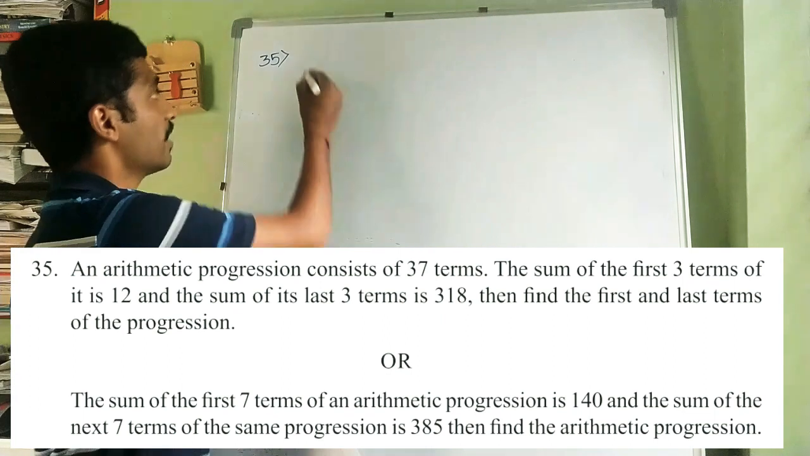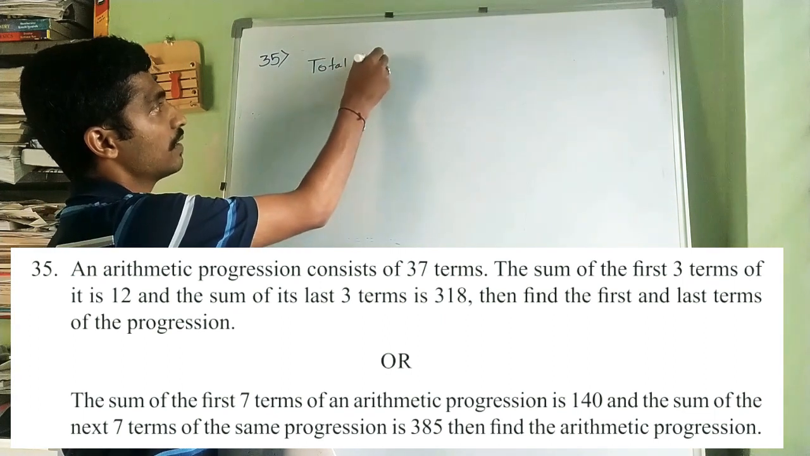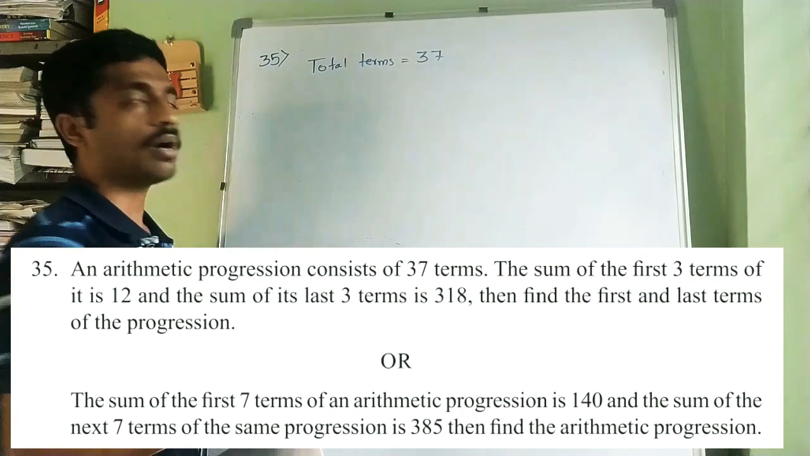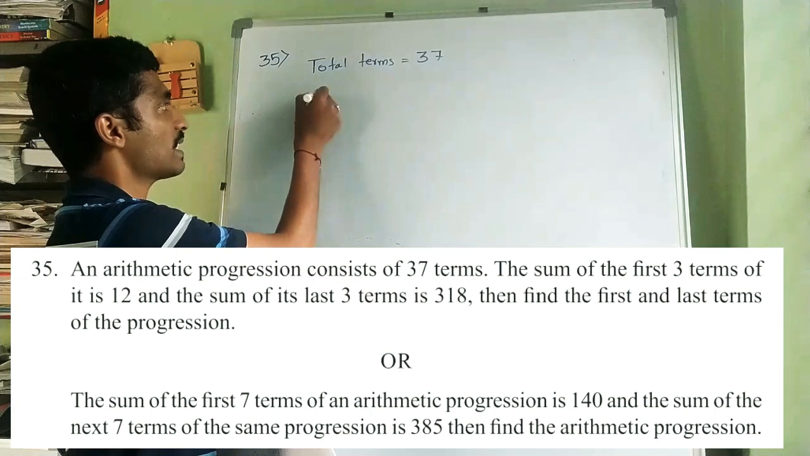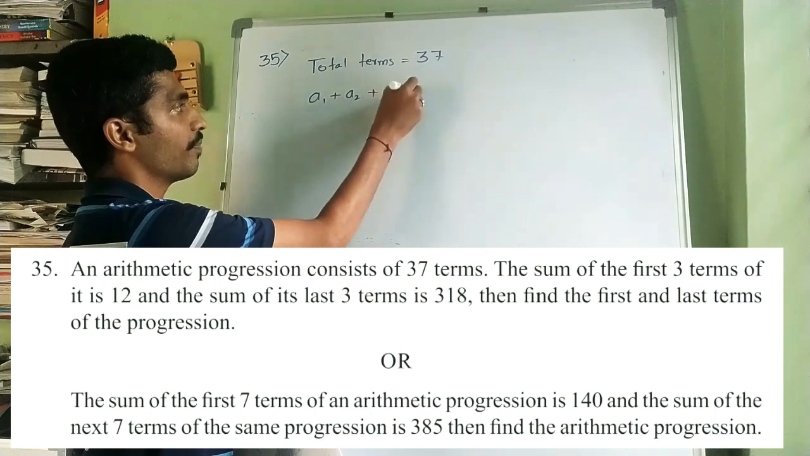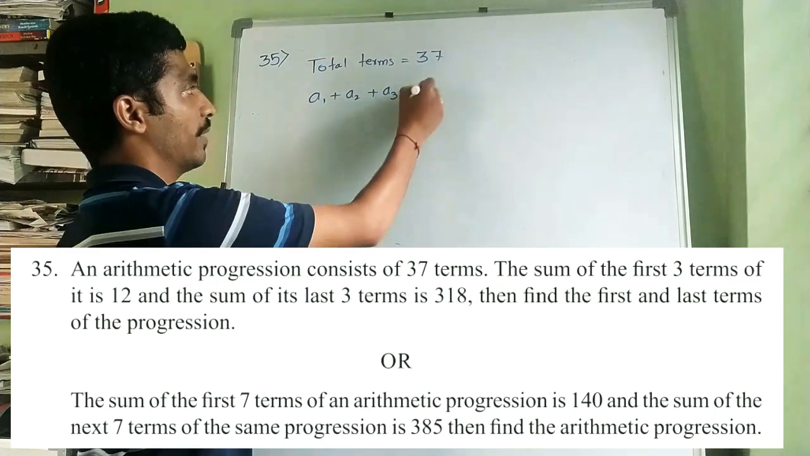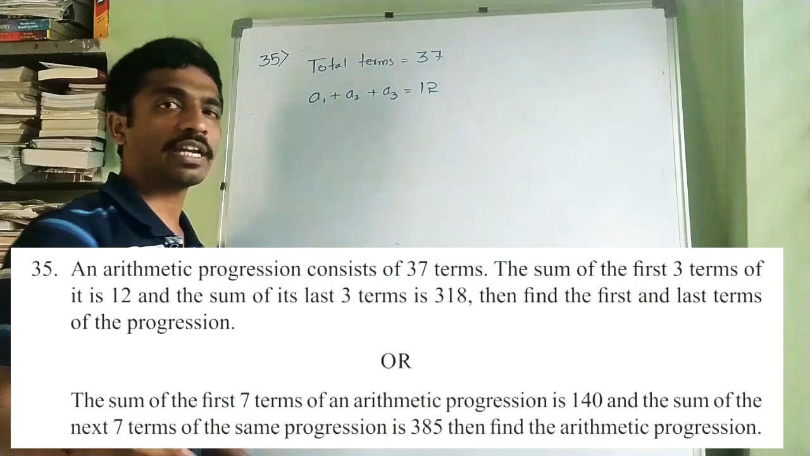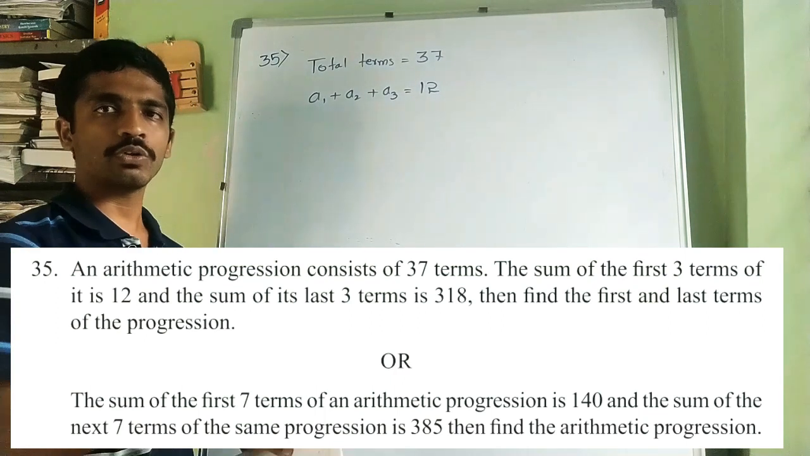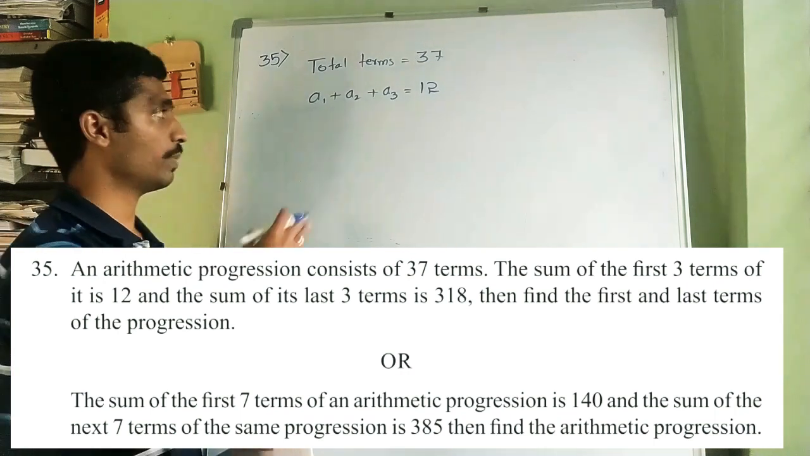Okay, so total terms, how many terms are there here? Total terms are 37. Sum of first 3 terms. So let's take it as A1 plus A2 plus A3. So it will be how much? How much they given? 12 they given. Okay, you can write S3 also, but it will go in a different way. So I am doing an alternate, easy method here. So you can follow this one.